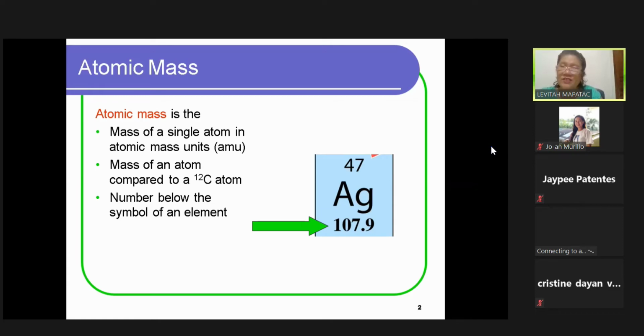For instance here, what is Ag? That is silver. The upper portion is known as the atomic number. The atomic number pertains to the number of protons, as in our previous lesson. The one below is the atomic mass, which is equivalent to 107.9 gram per mole or AMU, atomic mass unit.